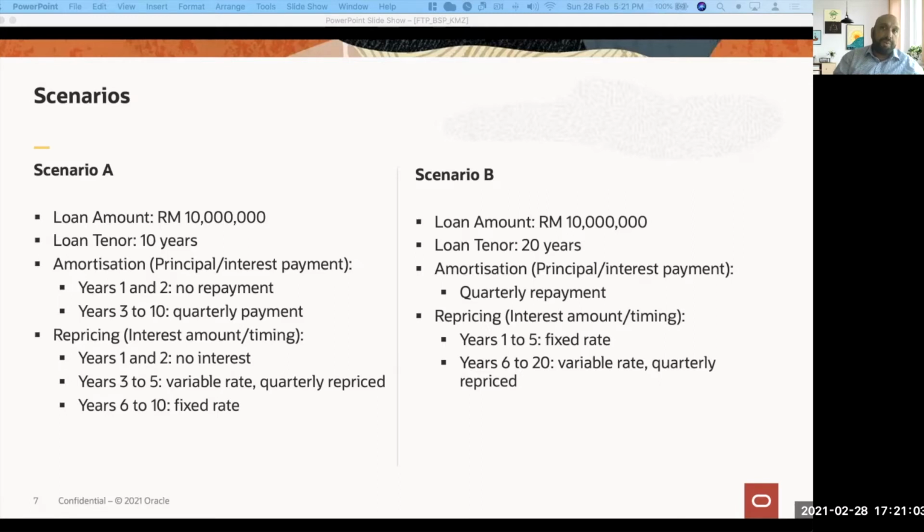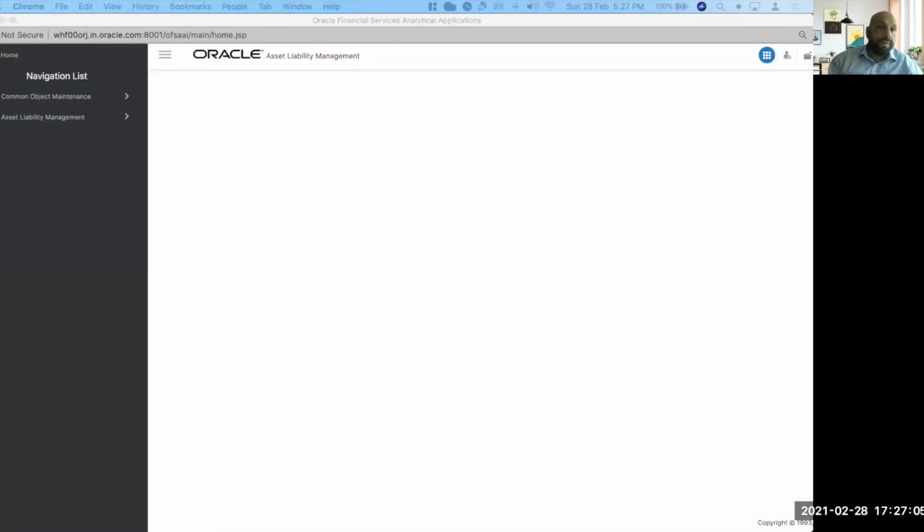Think about your home loan or your mortgage, and then think of amortization and repricing. Now you're experts in this area. Now for scenario A, the customer expects us to set up the amortization for the first 2 years as no payments of principal, followed by quarterly repayments for the next 8 years. Now let's see how we can set that up.